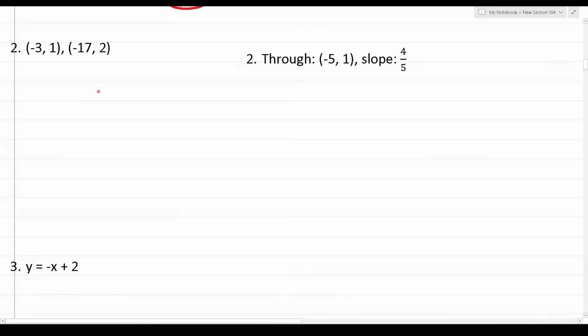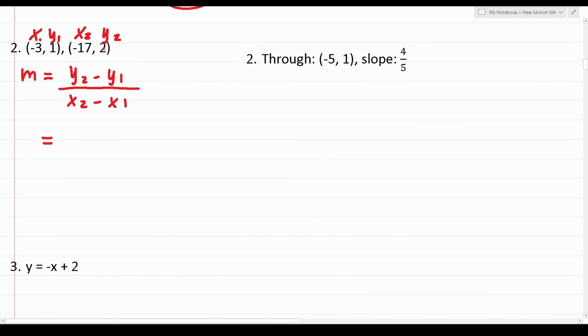Let's take a look at number 2 now. Again, we're trying to find the slope of a line that passes through the 2 points, negative 3, 1, as well as negative 17, 2. Again, I like to start these problems by labeling the values of my points accordingly. I know this is x1, which makes this y1. This is x2, and that makes that y2. Then I'm going to jot down the slope formula. Again, that's m equals y2 minus y1 over x2 minus x1. And we already know what those values are since we labeled those values. So let's go ahead and plug them in.